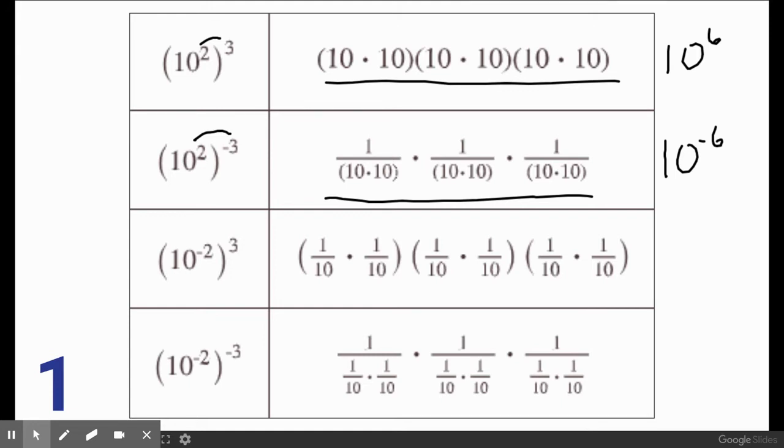Next up, 10 to the power of negative 2 to the power of 3. Same idea as the last one here. We have it multiplied out in expanded form here, or we can use our power to a power rule, where we're taking 10 to the power of negative 2 to the power of 3, which again gives us 10 to the power of negative 6.